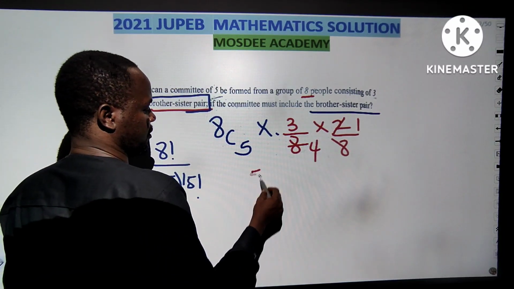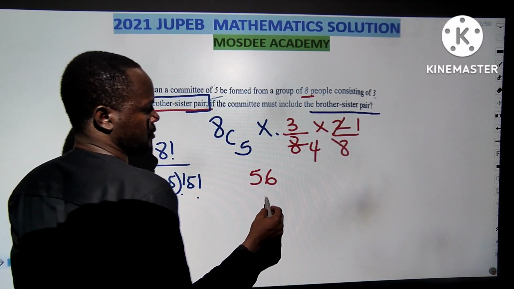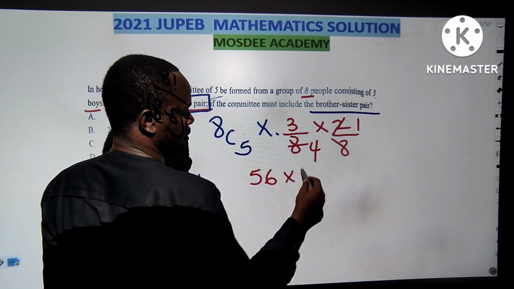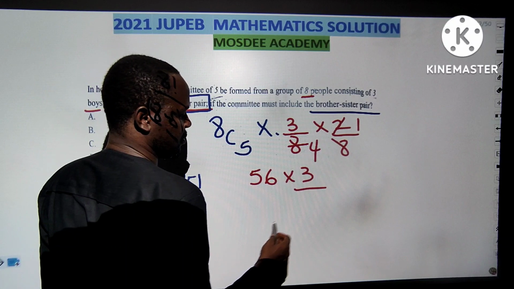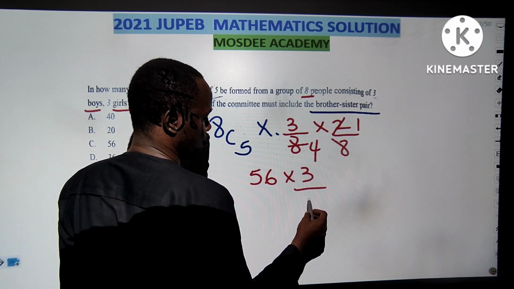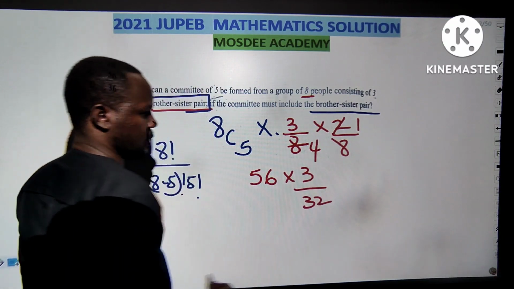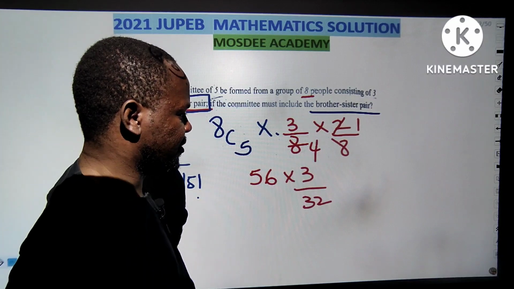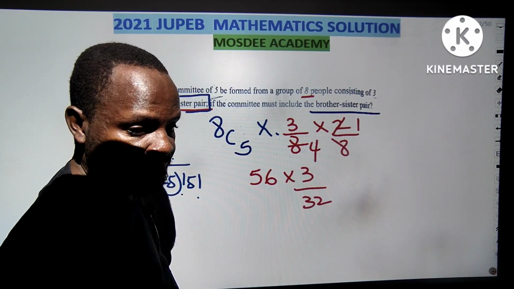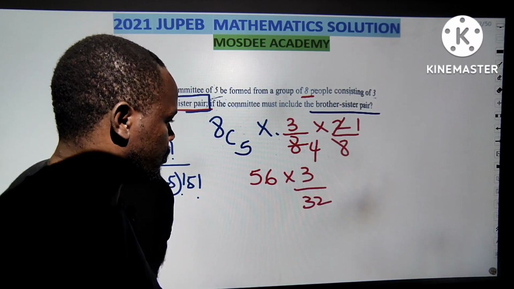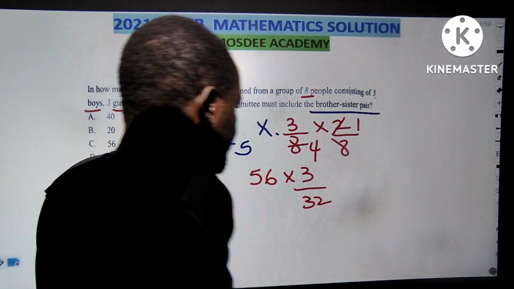So this is 56 times 3 over 4 times 8 is 32. I think I'm not mistaken. 4 times 8 times 4, is it 32 or 36? Is it 36? I don't think so. So 56 times 3.